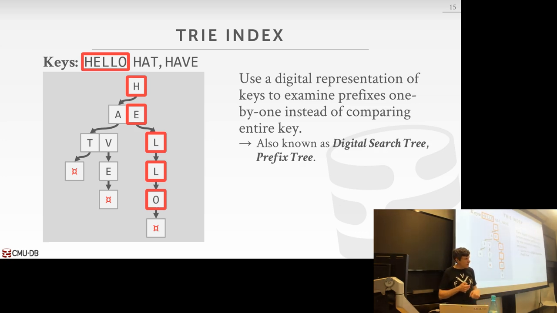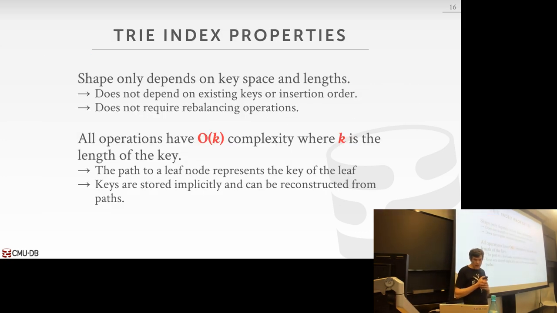So tries are really interesting in the context of databases, especially now that we understand B plus trees. The first thing that's super interesting about them is that their shape only depends on the key distribution, the key space, and their length. What I mean by that is that it's a deterministic data structure. No matter what order we insert the keys, we're always going to end up with the same shape of the physical data structure. That's not the same as in a B plus tree, because if I insert keys one way, and then shuffle them around and insert them into another tree, depending on how splits and merges go, I may end up with different layouts of the nodes.